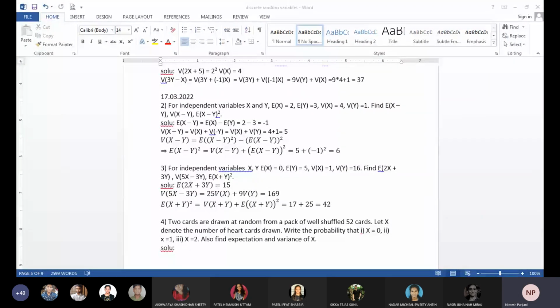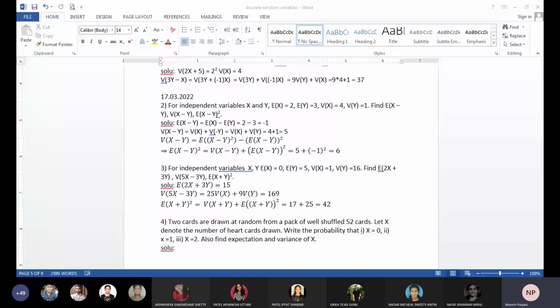In each type, how many cards you have? 13. Okay. So you have cards number from 2 to 10. Then you have an ace, you have a jack, you have a queen, and you have a king. This is the bifurcation or the distribution, you can say, of your 13 cards of each color. One ace, cards numbered from 2 to 10, jack, queen, and king.